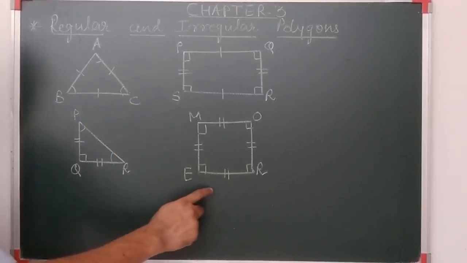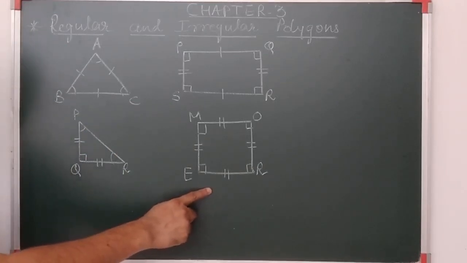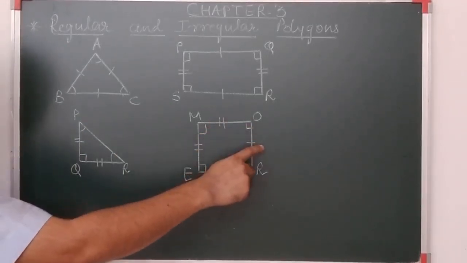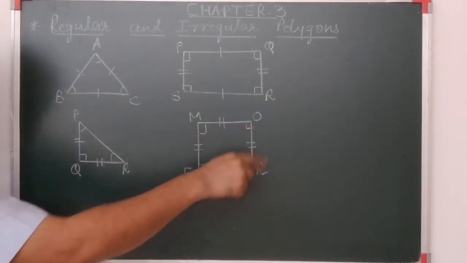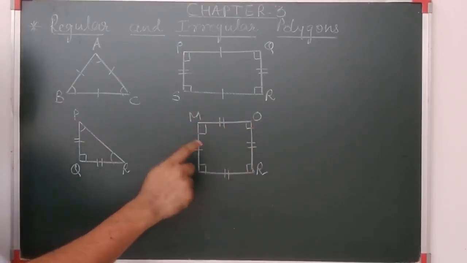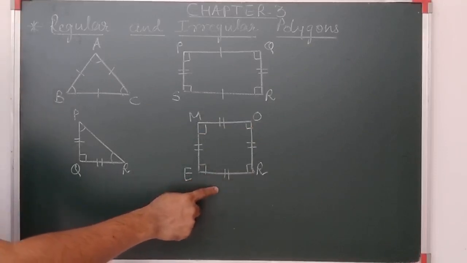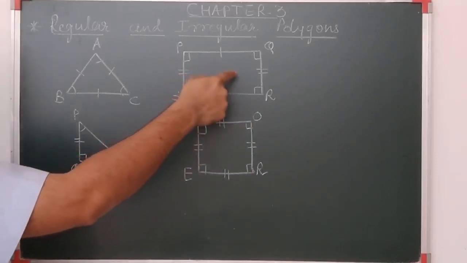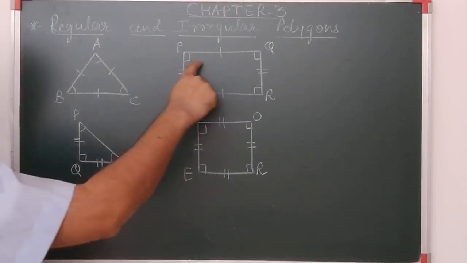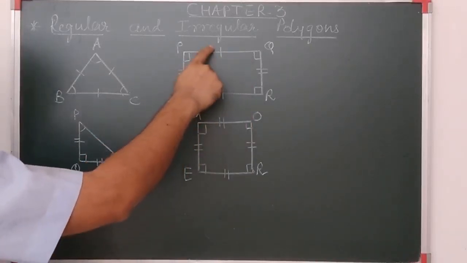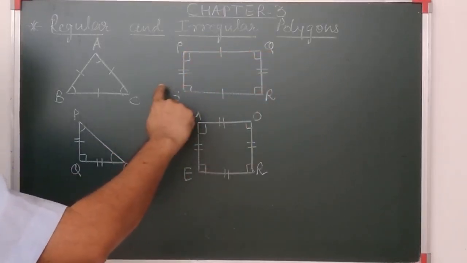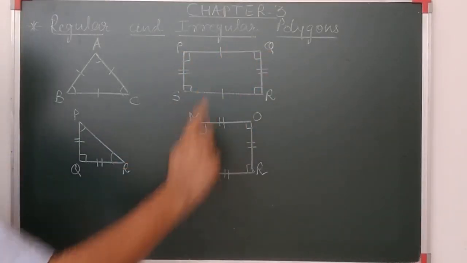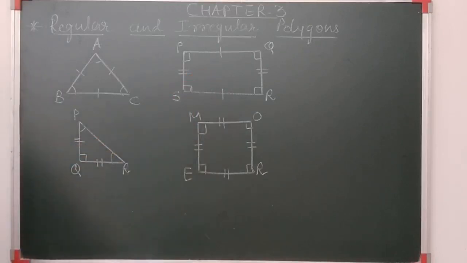In the same way, look at this square. In a square we have all four sides as well as all four angles the same. So we can consider it a regular polygon. In the same way, you can see the rectangle: all angles are the same, 90, but look at this, only the pair of opposite sides are equal. सारे sides equal नहीं है, सिर्फ आमने सामने वाले दो sides equal है. So this is considered an irregular polygon.